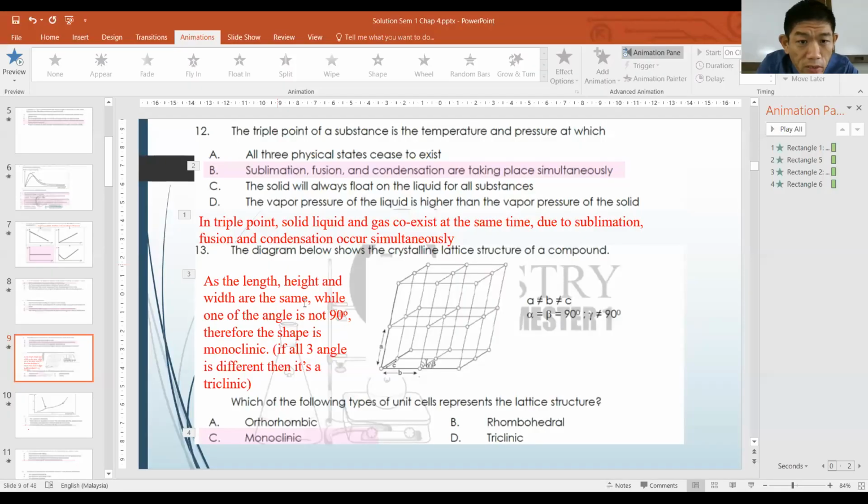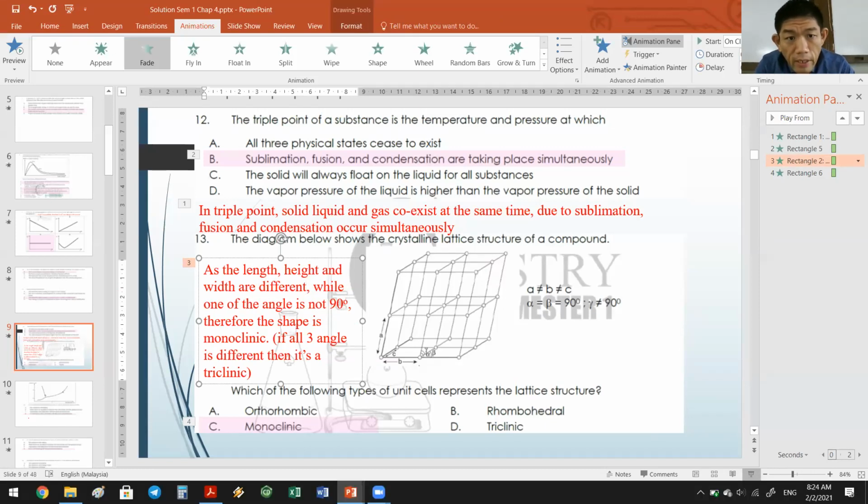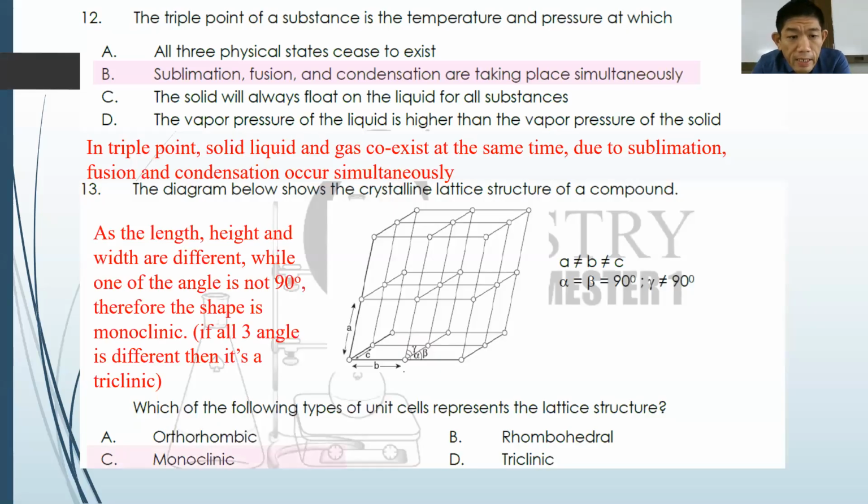Okay, so different angles, not the same. I'm trying to describe the properties of the triclinic. So the best answer here is C. If all three angles are different, then it is a triclinic. So for number 13, the answer is C.